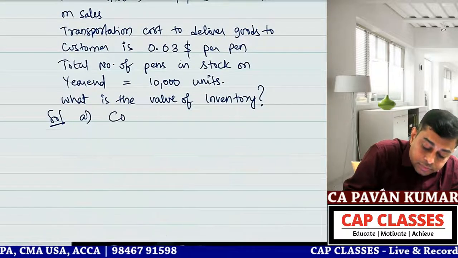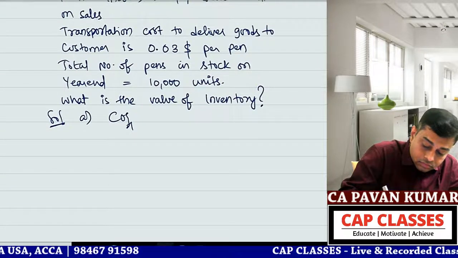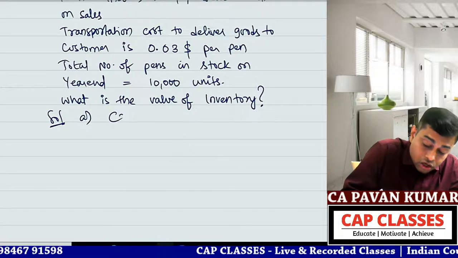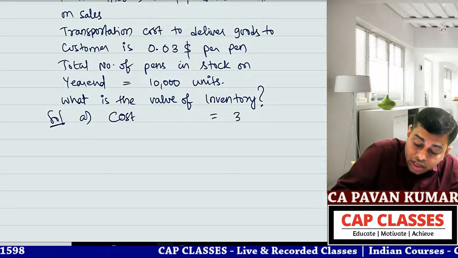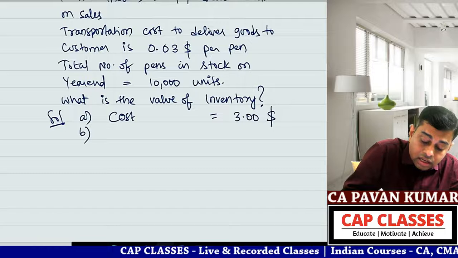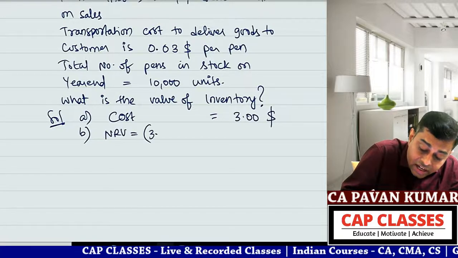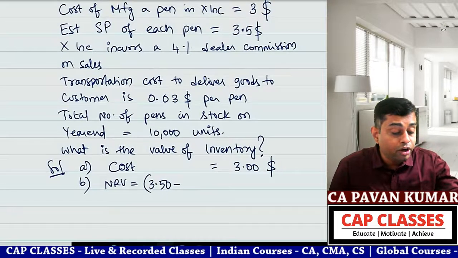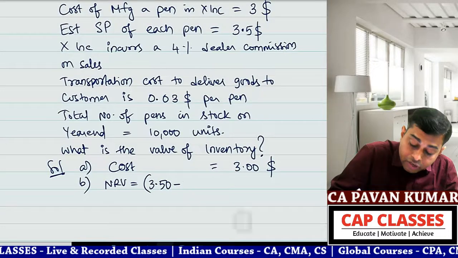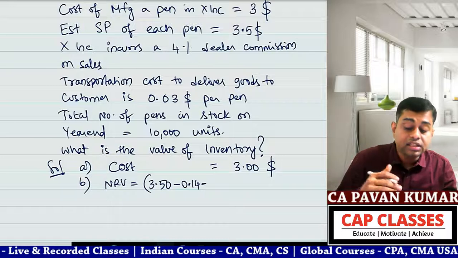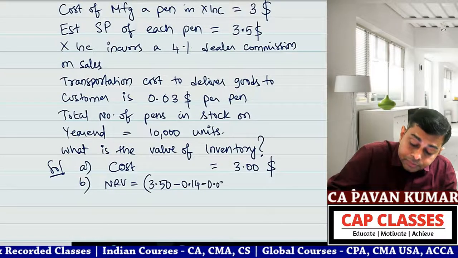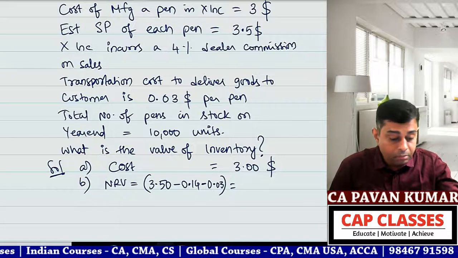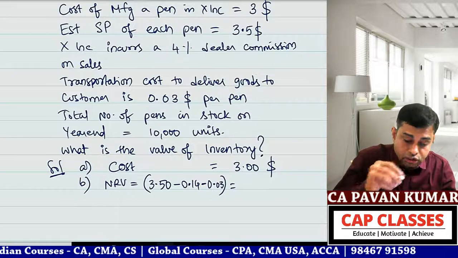Answer. A, cost is equal to $3. B, net realizable value is equal to estimated selling price 3.50 minus dealer commission you need to give on 4%, on $3.5 into 4%, that comes to 0.14, minus cost to sell 0.03. So take 3.5 minus 0.14 minus 0.03. That comes to 3.33.